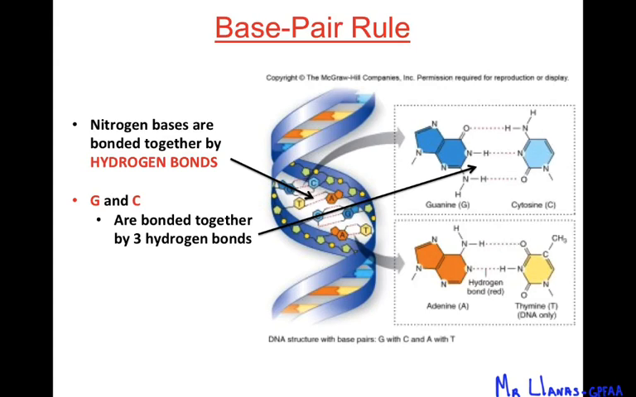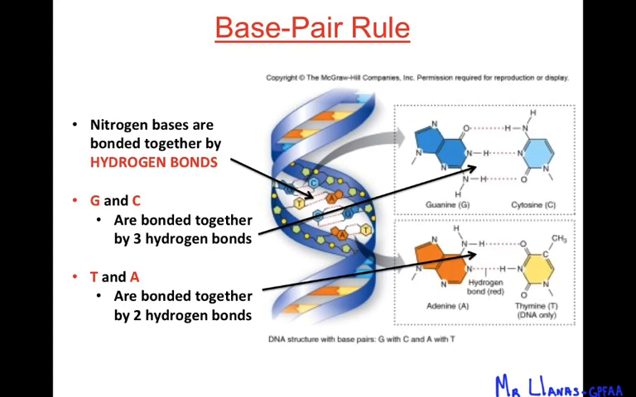Once they separate, new nucleotides can be attached, but they always follow the base pair rule. G always bonds with a C, A always bonds with a T. G and C always have three hydrogen bonds, and you can see them right here. And A and T always have two hydrogen bonds, and you can see them right there on the screen. So again, to summarize, DNA is a double helix made up of nucleotides. Nucleotides are made up of three things: phosphate, sugar, and one of the nitrogen bases.